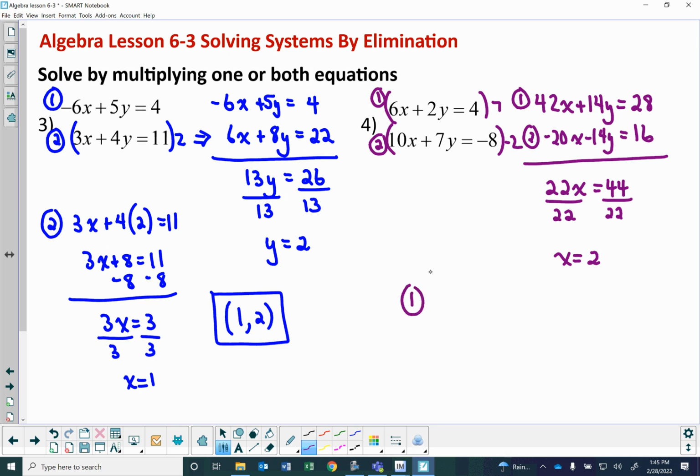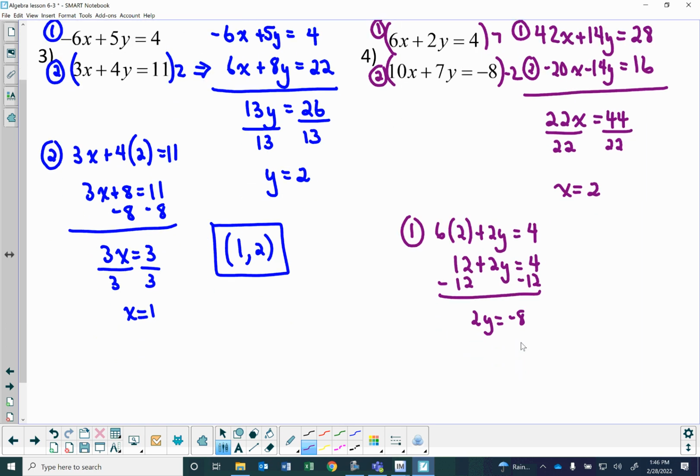So I have 6 times 2 plus 2y equals 4. So 12 plus 2y equals 4. Subtract 12 from both sides, and you get 2y equals negative 8. So divide both sides by 2, and y equals negative 4. So my solution here would be 2, negative 4.